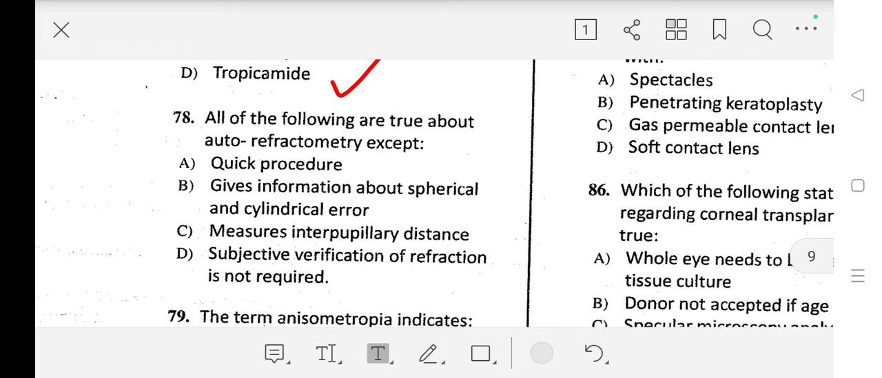Next question is question number 78. All of the following are true about autorefractometry except quick procedure, gives information about spherical and cylindrical errors, measures pupillary distance, subjective verification of refraction is not required. Its right answer is D part, subjective verification of refraction is not required.